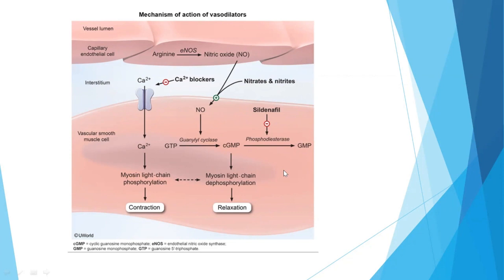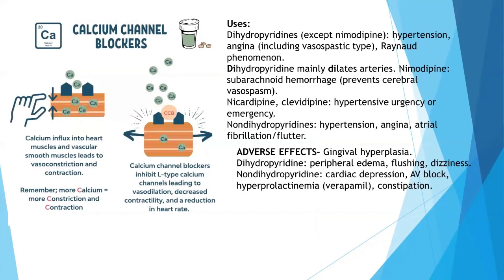Next up, we have calcium channel blockers. Calcium influx into the heart muscles and vascular tissue muscles leads to vasoconstriction and contraction. Remember, more calcium, more constriction, and more contraction. Now, calcium channel blockers inhibit the L-type calcium channels. This word is important: L-type calcium channels, leading to vasodilation.